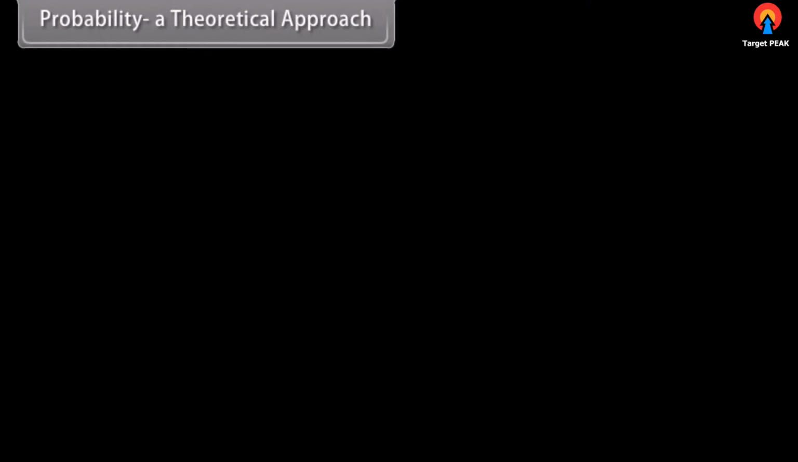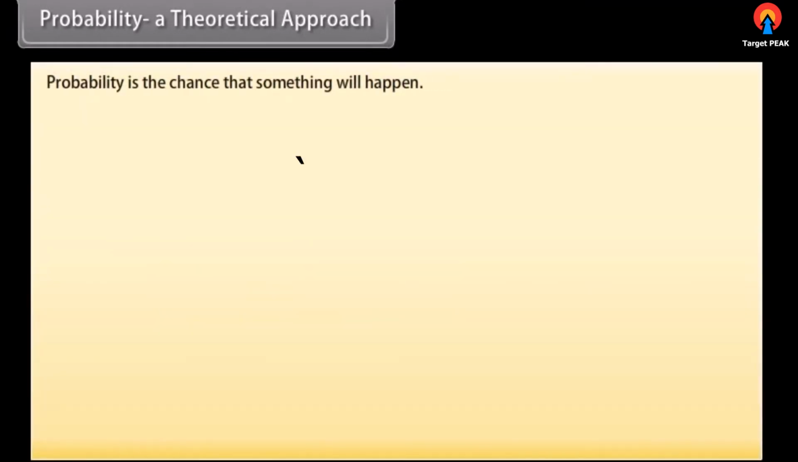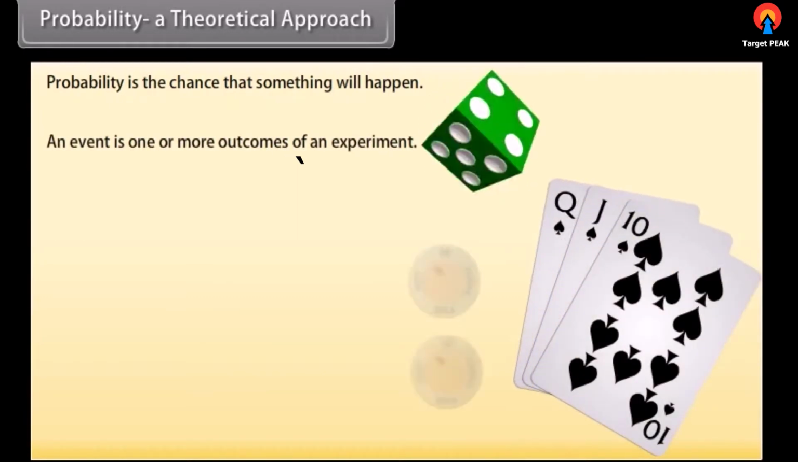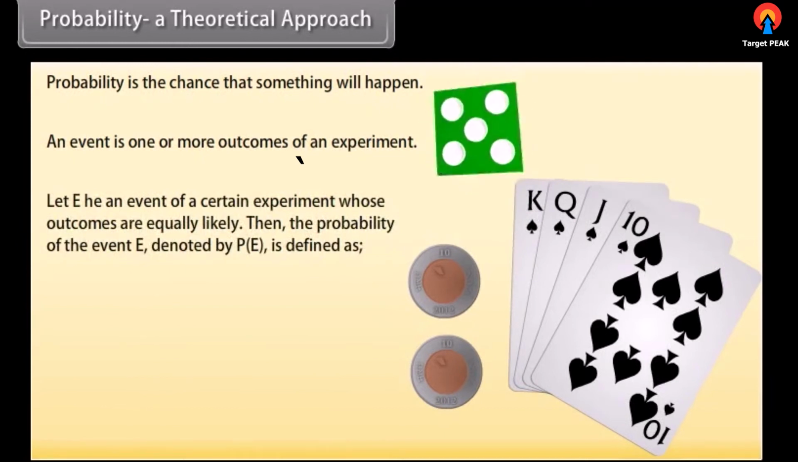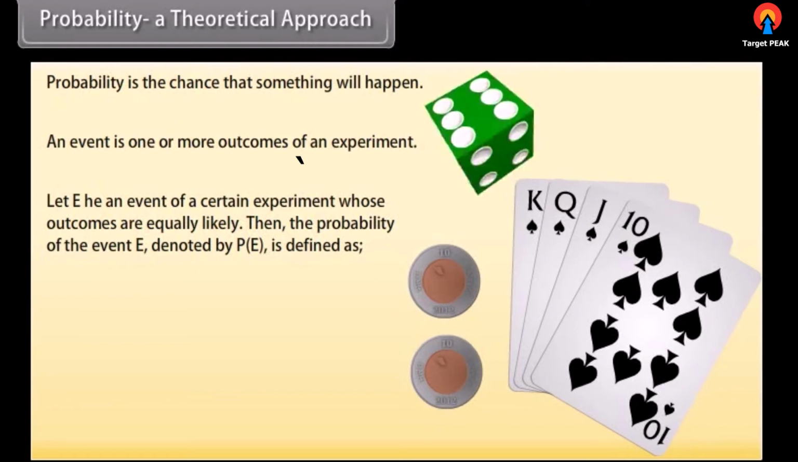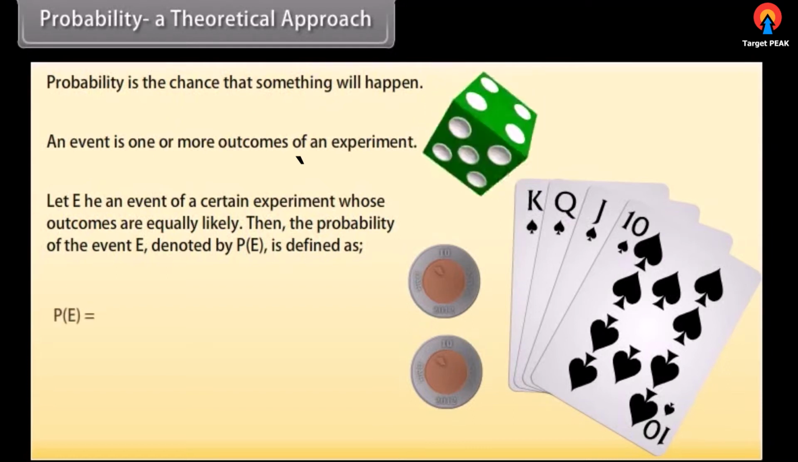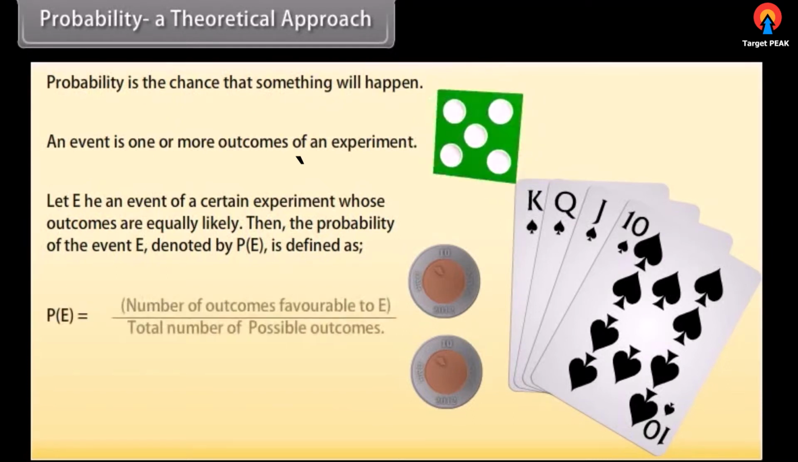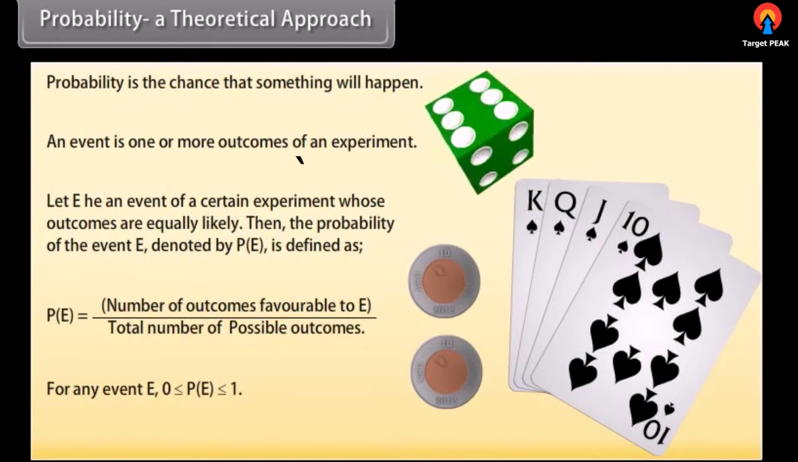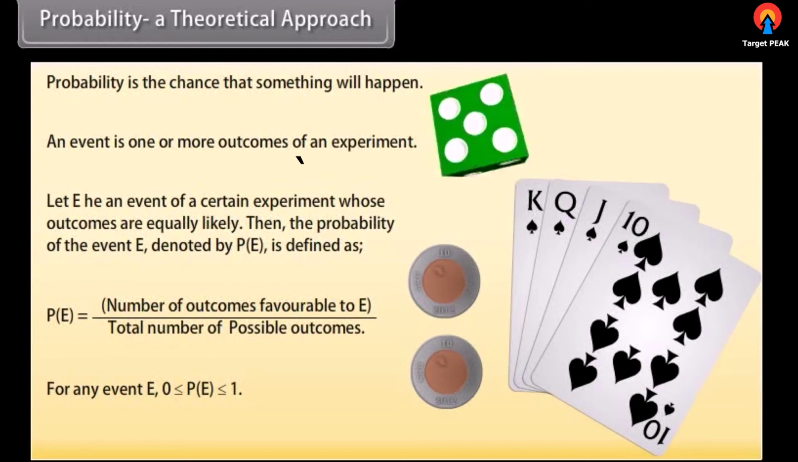Probability, a theoretical approach. Probability is the chance that something will happen. An event is one or more outcomes of an experiment. Let E be an event of a certain experiment whose outcomes are equally likely. Then the probability of event E, denoted by P(E), is defined as P(E) equals the number of outcomes favorable to E divided by the total number of possible outcomes. For any event E, 0 is less than or equal to P(E), which is less than or equal to 1.